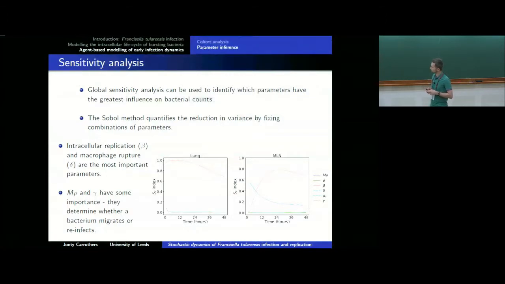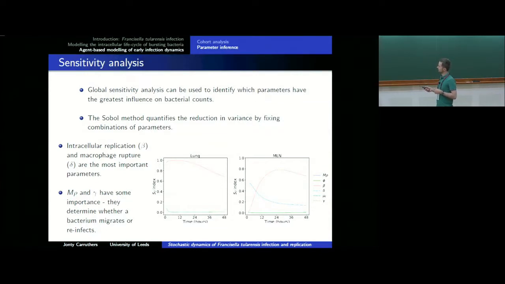But sometimes the more informative one is the total index, which is plotted here. This is the contribution to the variance from that parameter and the interactions between that parameter and others. When we look at what the most important parameters are during the first 48 hours, we see that beta seems to be highly important, and also of increasing importance is delta as well. And this is also true when we look at other organs. Beta is perhaps obviously important because it's dictating how fast the bacteria population is growing.